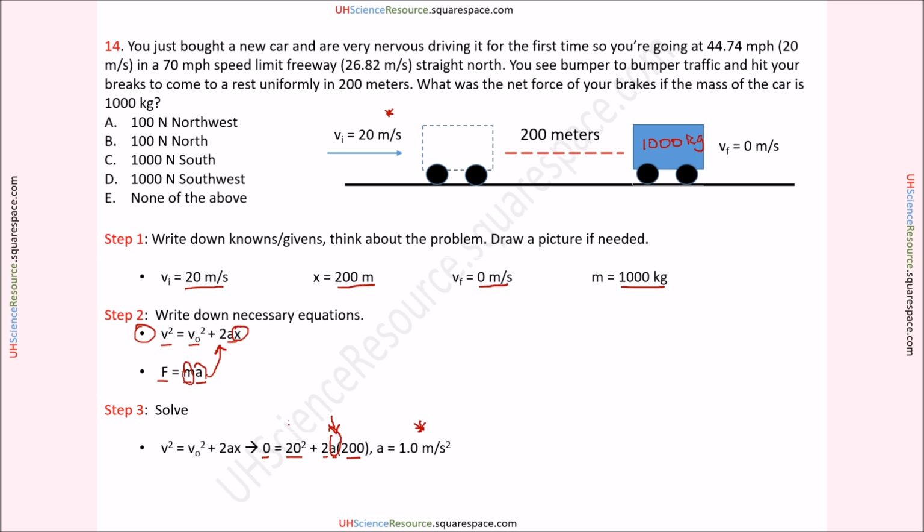Now that we've figured out the acceleration, we can plug it into the F equals ma equation to figure out the force. If we do that, we know the mass is going to be 1,000 kilograms. The acceleration we just found was 1 meter per second squared. And so it will be 1,000 newtons. Now we know that we're going in the northward direction. So the brakes have to be applied in a force that is opposite of that, so it should be in the southward direction. If we look at our answer choices, we can see that the correct answer is going to be answer choice C.